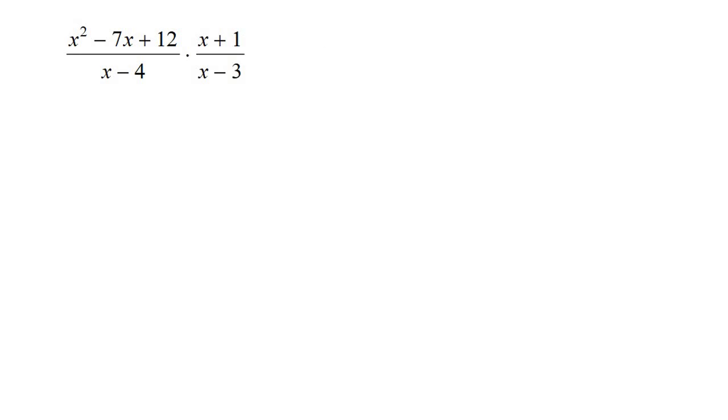In this lesson, we're going to look at multiplying and dividing rational expressions. So for example, here's our first example. You're going to typically have a fraction, and then this little dot means multiply, and then there's another fraction. So what do we do? Do we need to get a common denominator?